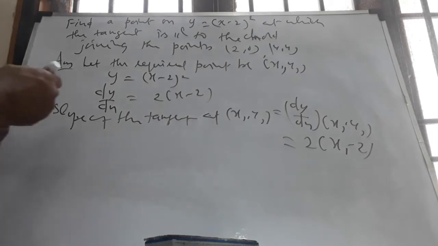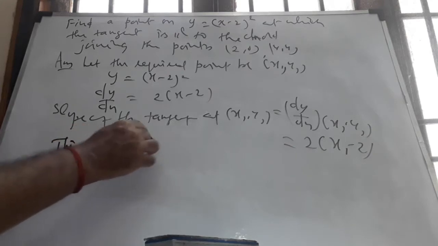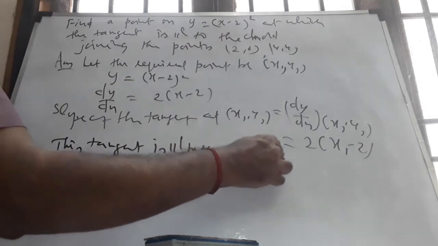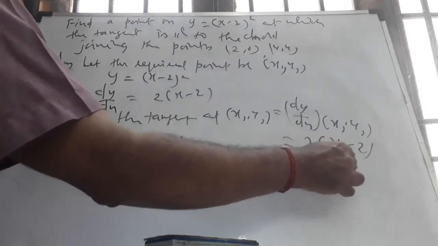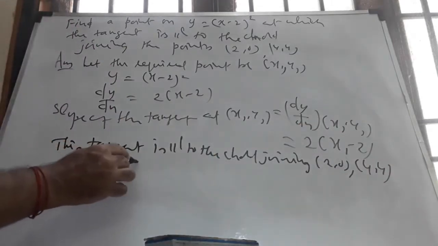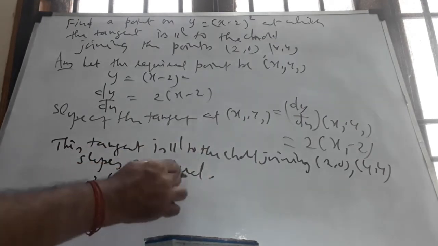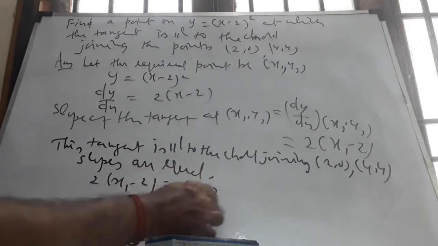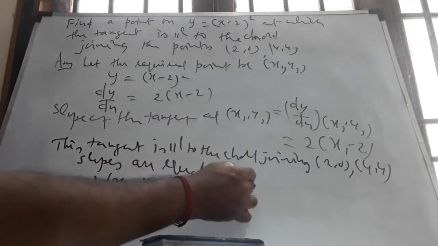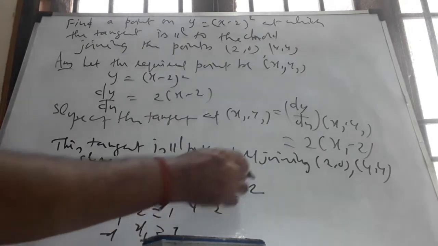Now this tangent is parallel to the chord joining 2 comma 0 and 4 comma 4. Therefore, the slopes are equal. Here it is 2 into x1 minus 2. Here it is 4 minus 0 by 4 minus 2, that is, y2 minus y1 by x2 minus x1. Therefore, this is reduced to 2. Therefore, x1 minus 2 is equal to 1, which implies x1 is equal to 3.